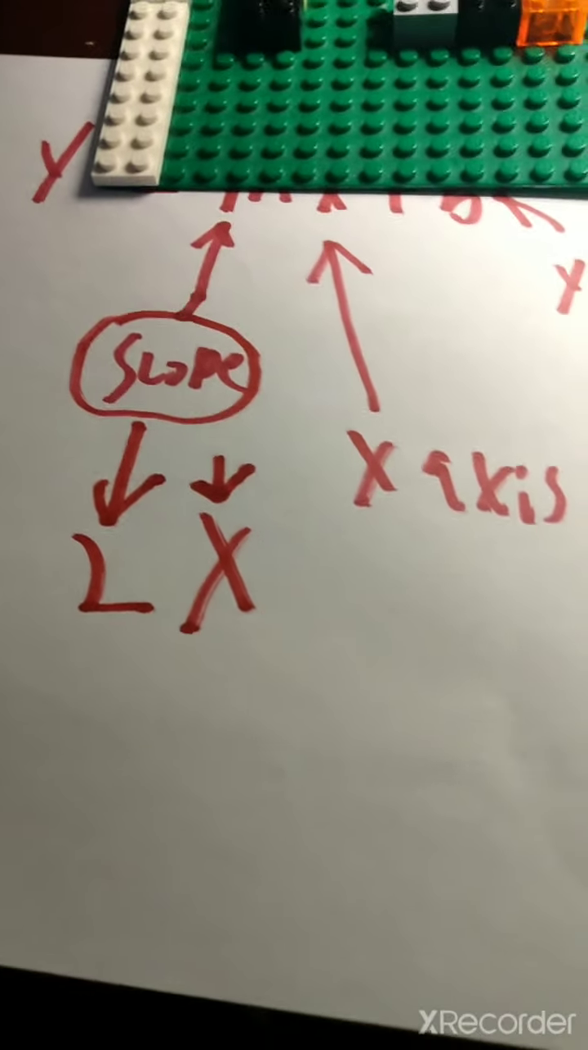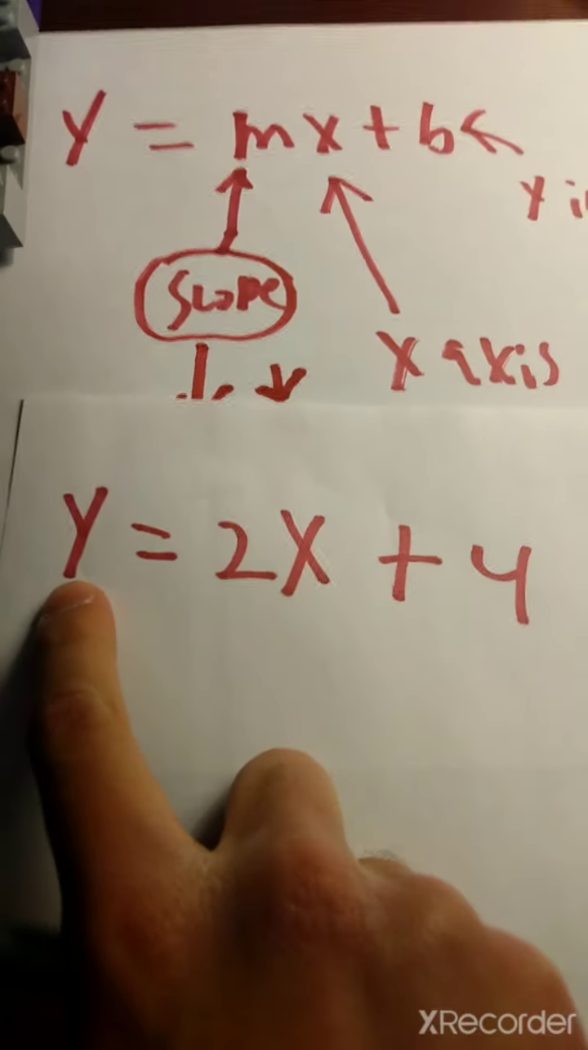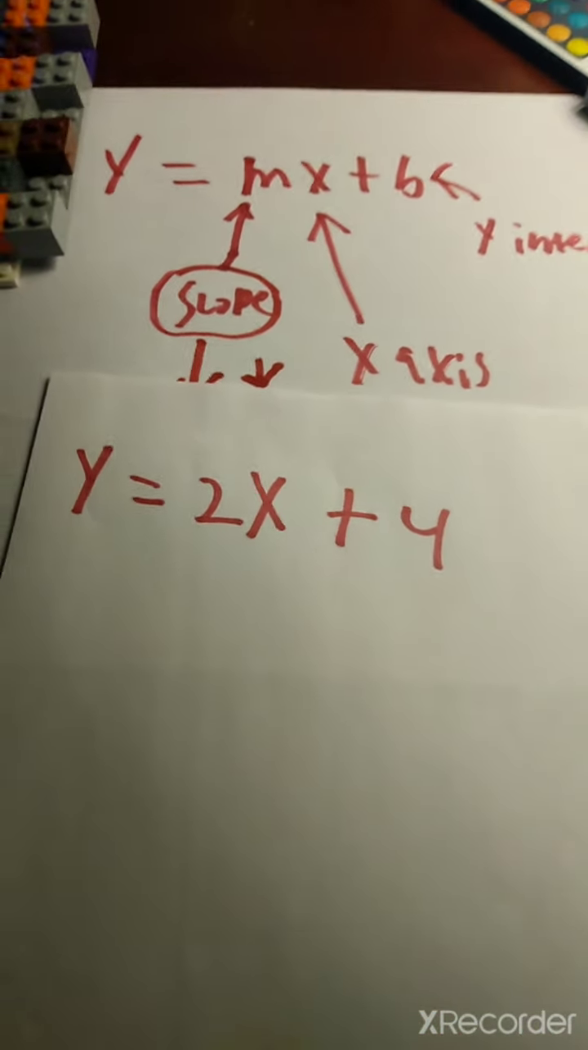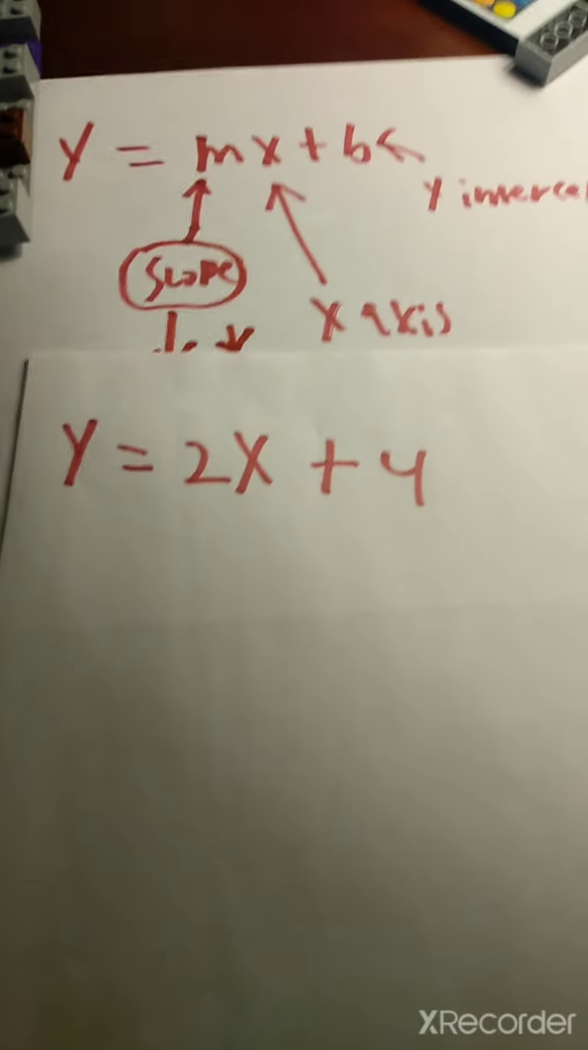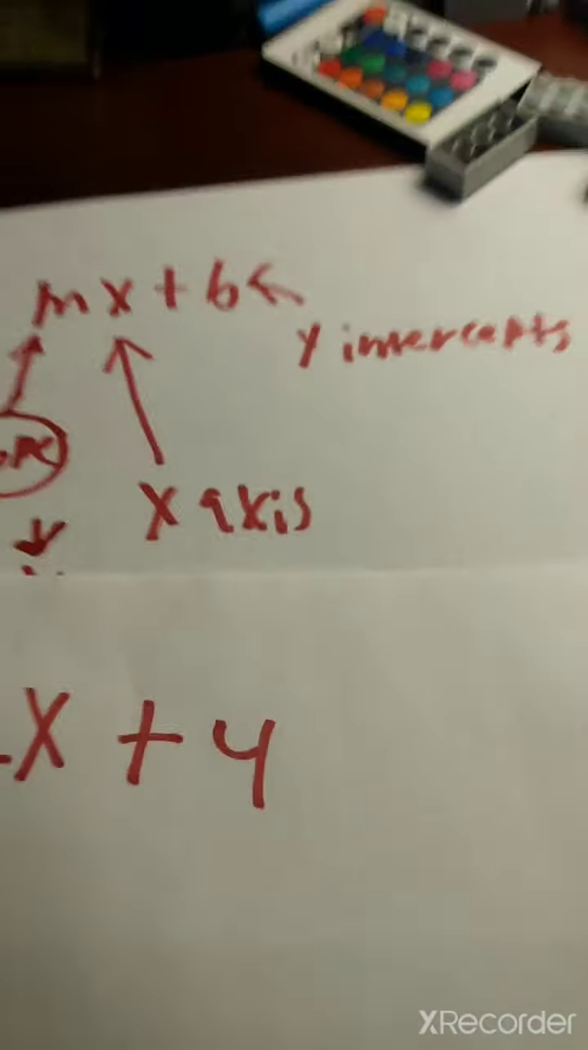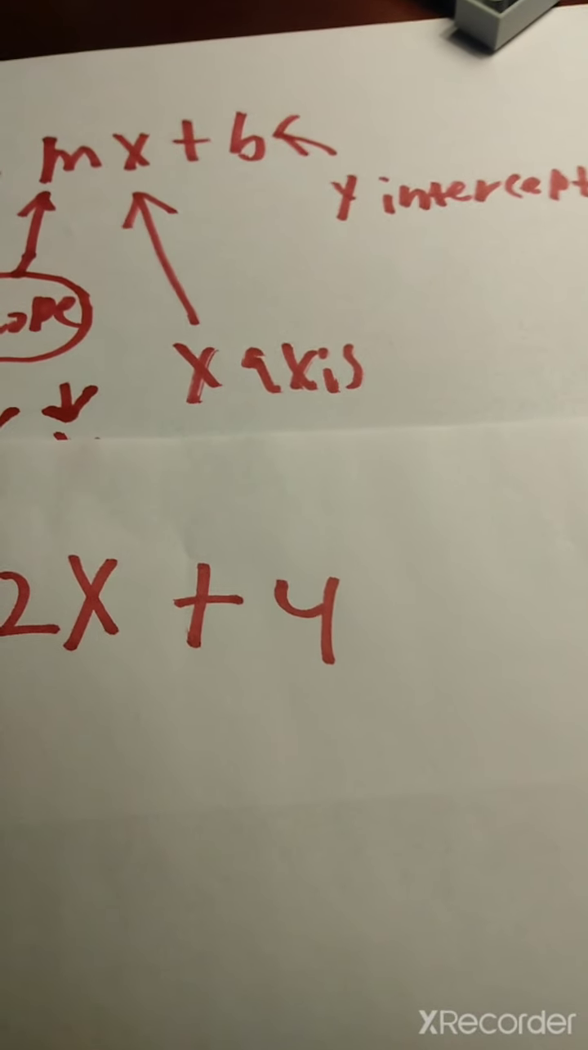Here's an example problem. Y equals 2x plus 4. Well, in this kind of math, it kind of breaks the rules, because this doesn't really follow order of operations. We have to do something about that positive 4 first, because that is what B represents, or the y-intercept. That is our starting point.